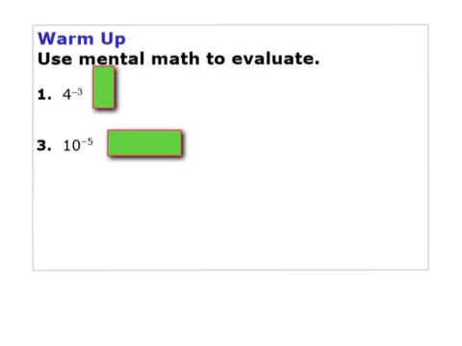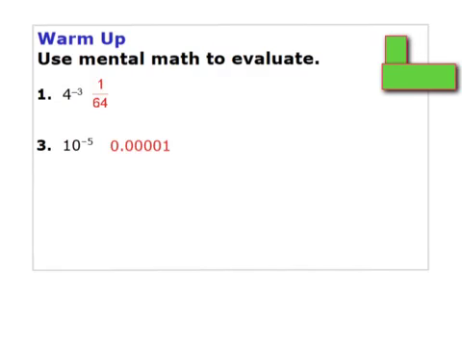Okay, now that you've worked through these two, first of all, you had to remember negative exponent meant reciprocal. So it was simply 1 over 4 cubed, or 1 over, yep, you said it, 64. Alright, on the second one, it's 10 to the negative 5, which means it's going to be 1 over 10 to the 5th, which is 1 over, let's see, a 1 and 5 zeros, so 1 over 100,000. Or you could write it in decimal form, and it would look like that.